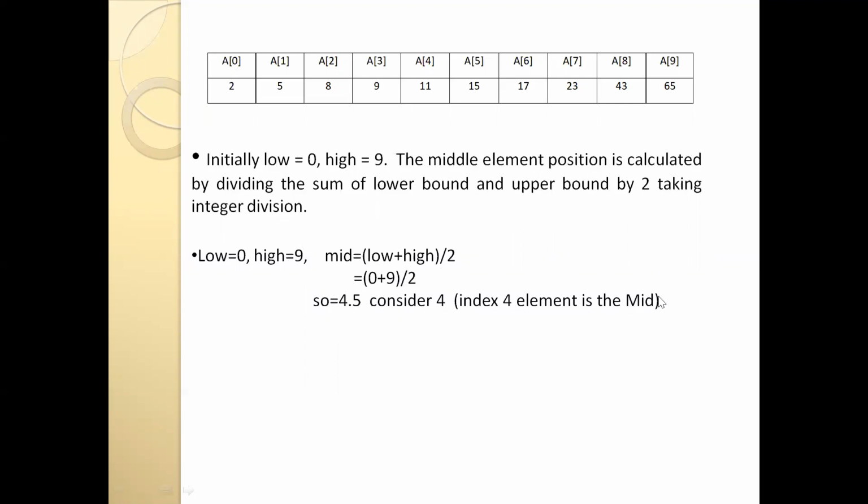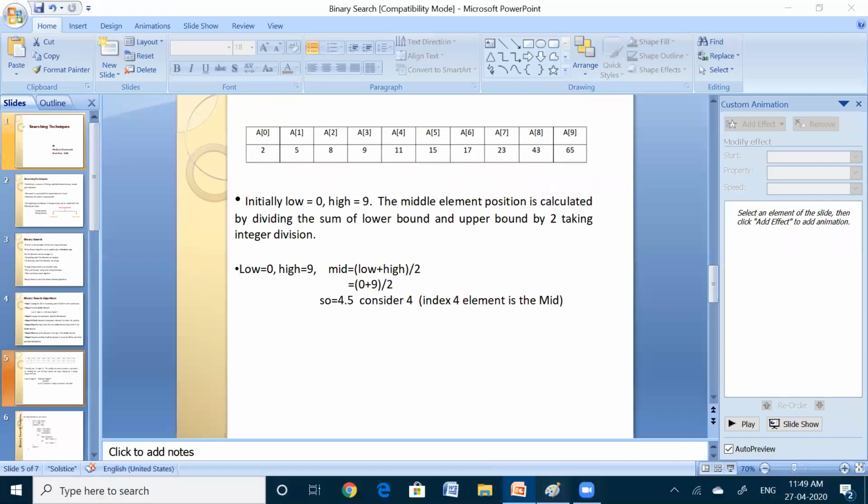Now whatever element you want to search, we should compare that element with the mid position element. Then based on that, we need to take the decision whether to continue the search process in the left side of the list or right side of the list. So I'll show this example with Paint.